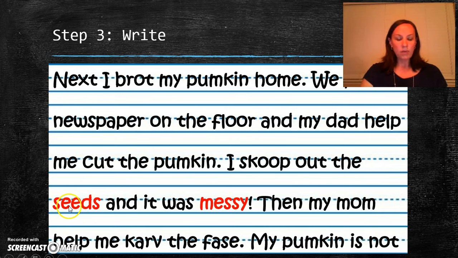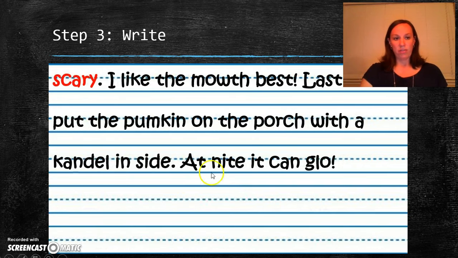Down here, you'll notice that I changed the letter S from the letter Z. I had heard the letter Z before when I said seeds. I thought I heard the sound Z, but I know when I make a plural, it needs to be the letter S. Same with the word messy. I originally had written the letter E, and I know that should be the letter Y. I'm thinking about spelling patterns that I know from class and trying my best to apply those. Again, here with the letter Y to end that word.